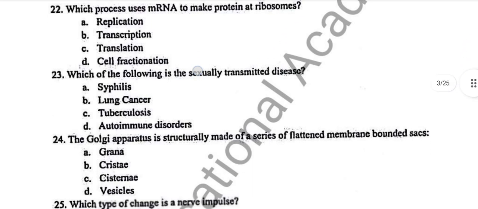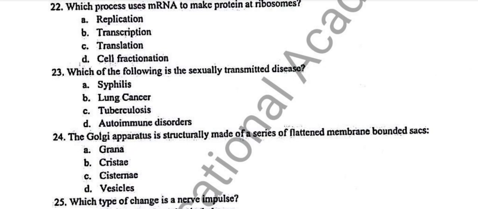Question number 23. Which of the following is the sexually transmitted disease? A. Syphilis. B. Lung cancer. C. Tuberculosis. D. Autoimmune disorder. And the correct option is A. Syphilis. Syphilis is a bacterial STI caused by Treponema pallidum. Lung cancer is a non-infectious disease. Tuberculosis mainly spreads through airborne droplets. Autoimmune disorder is not infectious.